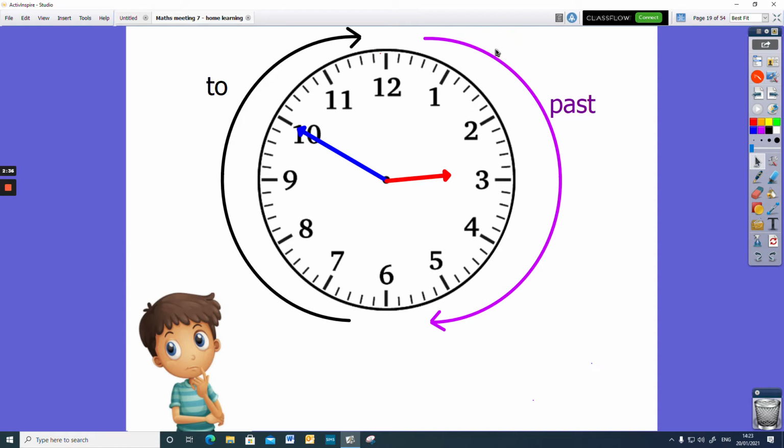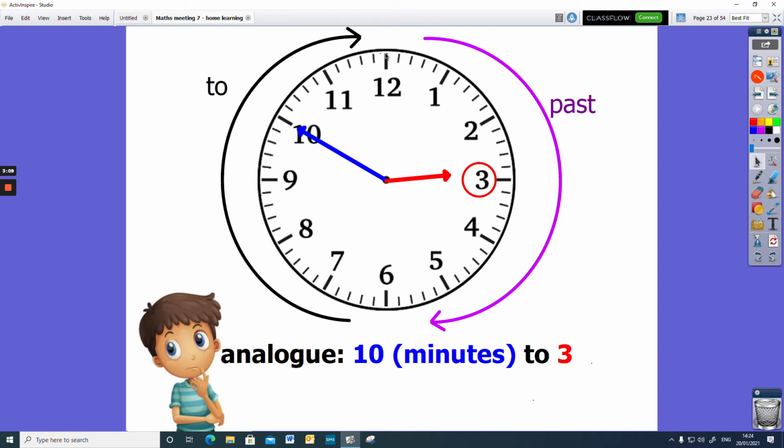Okay, let's see what we got, shall we? Let's start with our analog time. Now, we know that we are going to have a look at this minute hand here. It's on the left hand of our clock face, which means we're going to the next hour. But what hour? That's right, we're going to 3. We're not at the 3 just yet, so we're just going towards the 3. How many minutes until we get to 3? Well, we can see our minute hand is 1, 2, 3, 4, 5, 6, 7, 8, 9, 10 minutes to 3. 10 minutes to 3 o'clock.